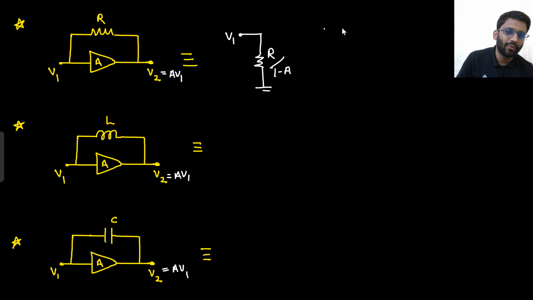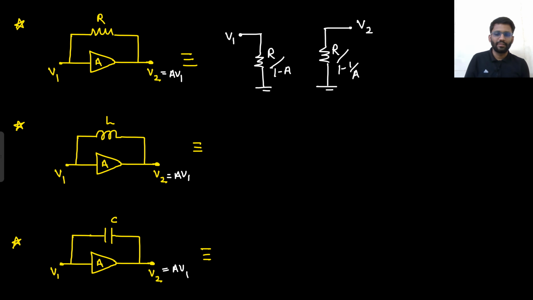And from V2 to ground, what is the resistance you will see? From V2 to ground, you will see R upon 1 minus 1 by A. I will write it in a better manner. R upon 1 minus 1 by A. From V1 to ground, R upon 1 minus A. From V2 to ground, R upon 1 minus 1 by A.